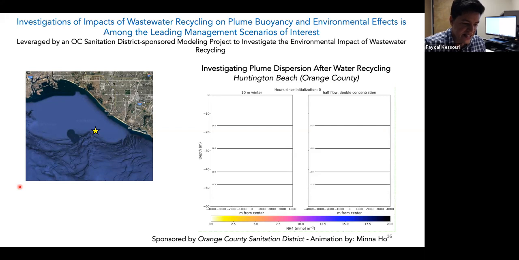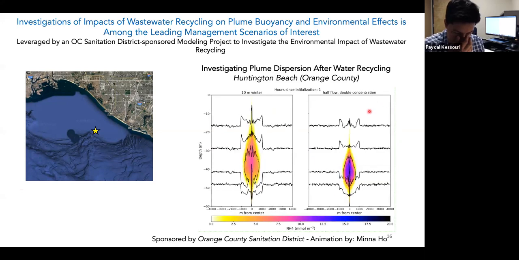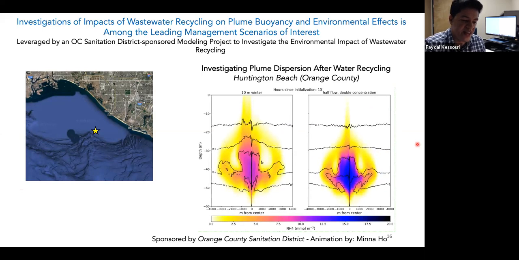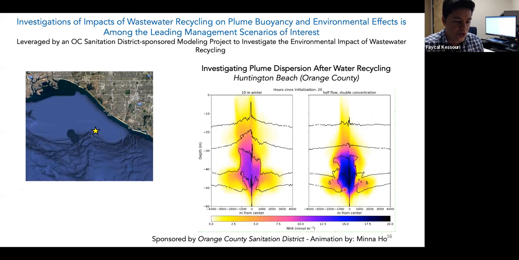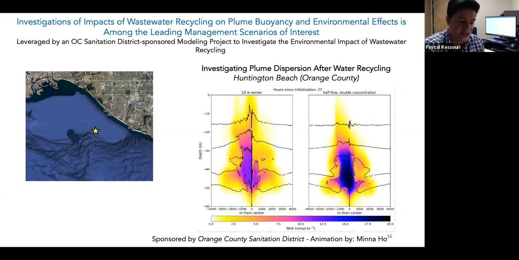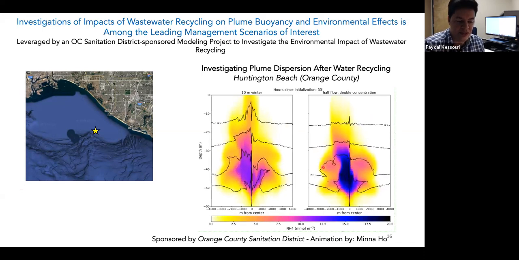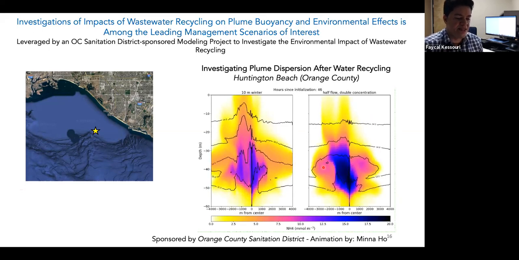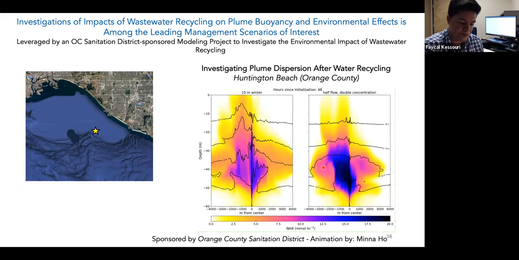As you can see, this is an example where we are comparing a model with actual parameterization, including water recycling, developed by our student Minaho at UCLA, where you see that when we consider water recycling, or we recycle half of the water, the plume could stay a little bit deeper in the ocean.